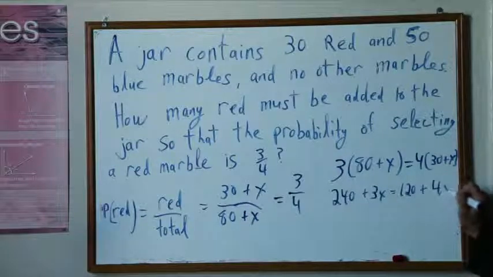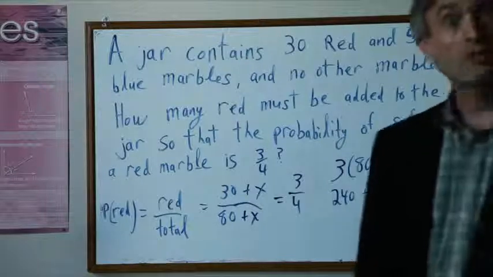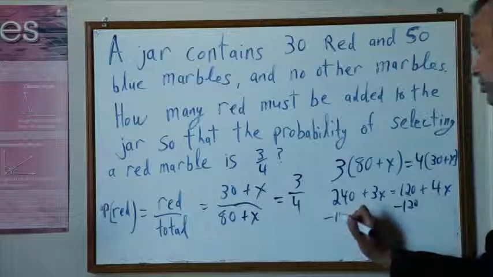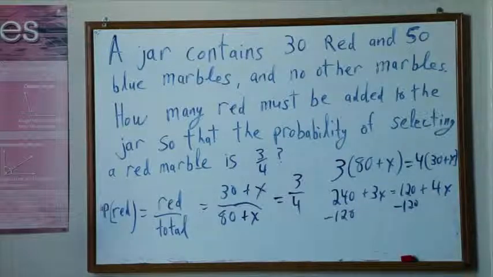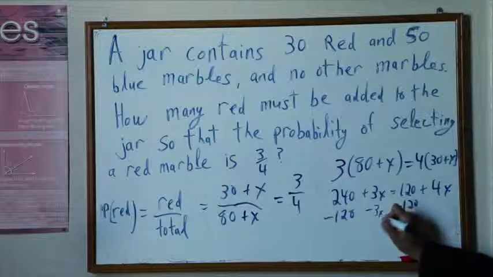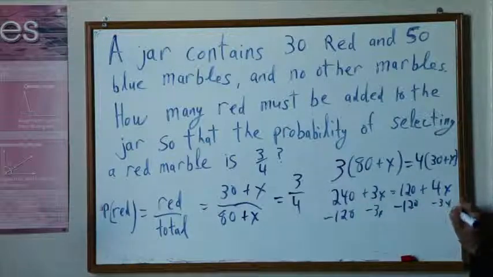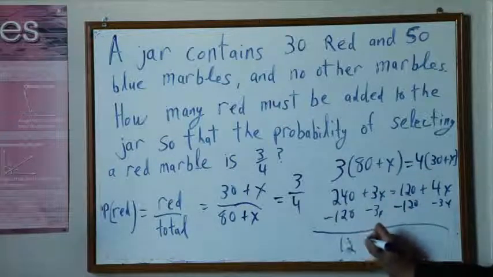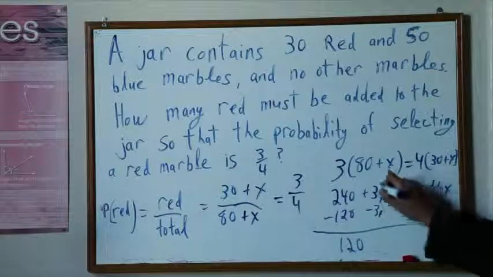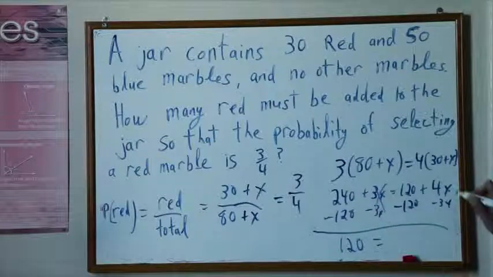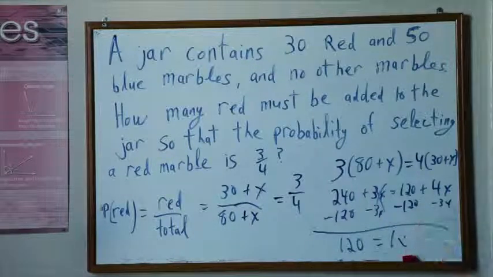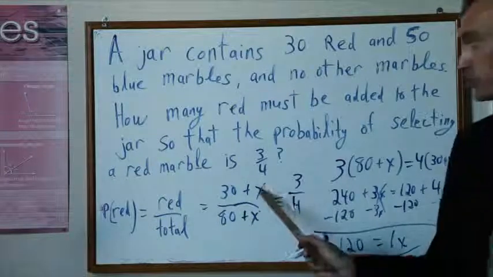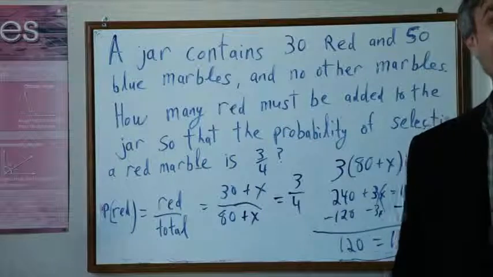Distributing the 4, 4x. From there, it's relatively easy to subtract 120 from both sides so you can combine your like terms, and subtract 3x from both sides to get the x's together on the right, and you'll have 240 minus 120, or 120 on the left. The x's cancel out, and you'll have 4x minus 3x, or 1x on the right. And there was our answer. 1x is 120. We'd add 120 marbles to the jar.